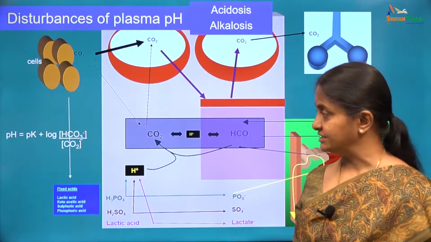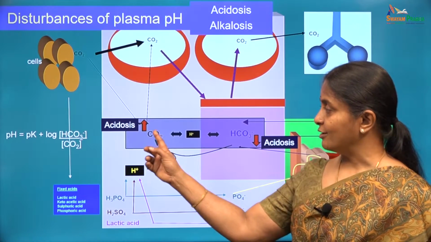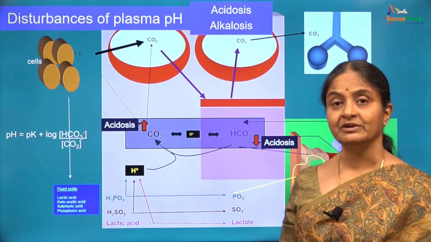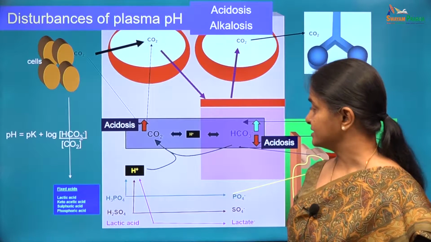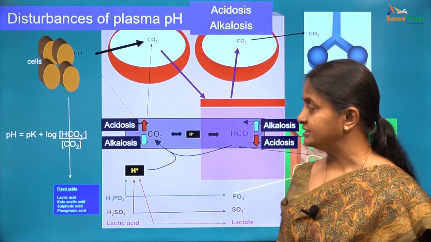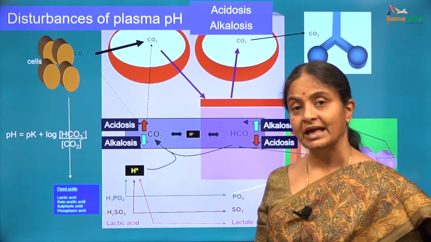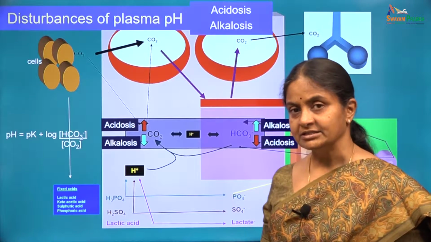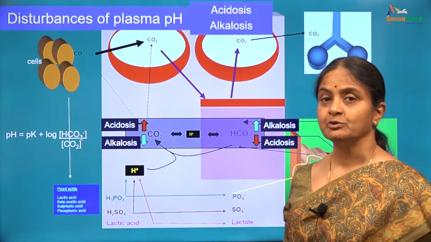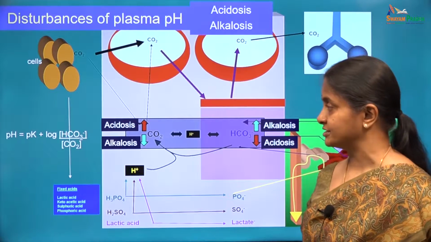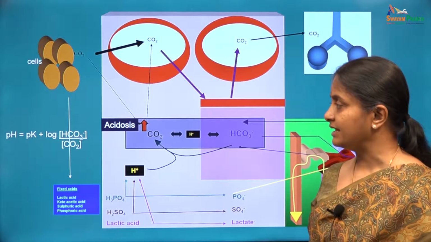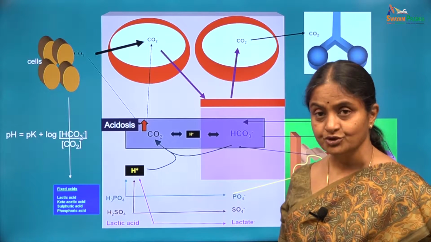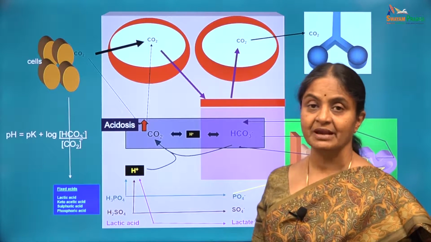What are the possibilities? An increase in carbon dioxide or a decrease in bicarbonate will lead to acidosis, whereas an increase in bicarbonate or a decrease in carbon dioxide will lead to alkalosis. Let us consider broad mechanisms which could lead to each of these disorders. Let us take up an increase in carbon dioxide, acidosis due to an increase in carbon dioxide in plasma.